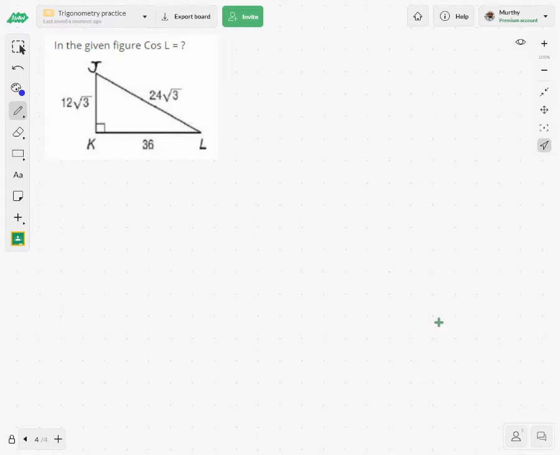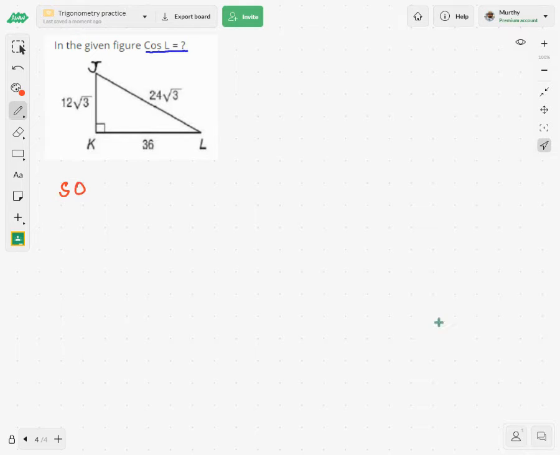Another question. In the given figure, find cos L. "Find" is missing here, please excuse me. Cos L equals question mark. That makes sense. Let me write once again, like the previous question, SOH CAH TOA.